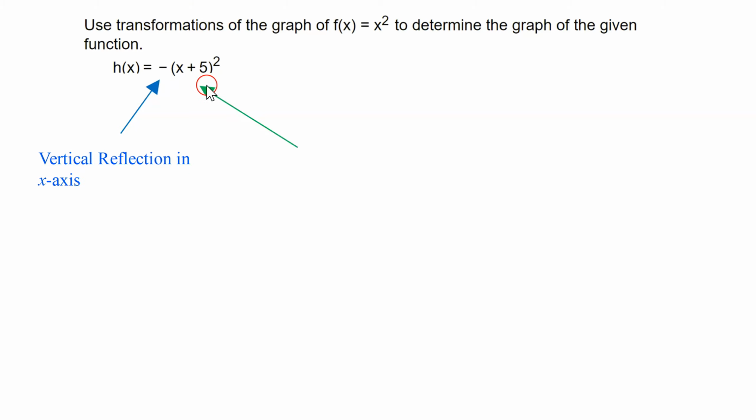The next thing you notice is there's a plus 5 inside the function. Anything inside the function is a horizontal effect. Adding and subtracting numbers shifts it. So this is going to be a horizontal shift. Be careful, horizontal shift. When you add 5, it's not going to go to the right. You're going to shift it 5 units to the left.